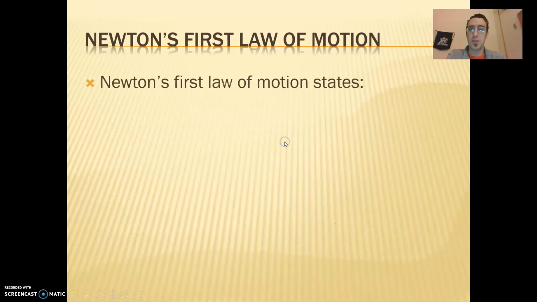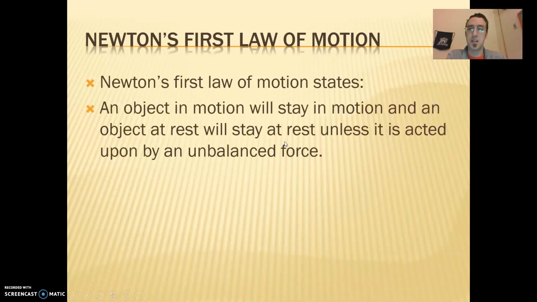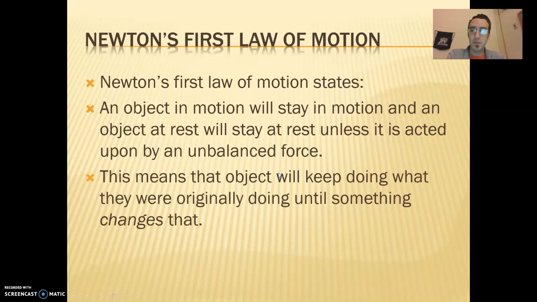So the first law of motion is also called the law of inertia, and it states that an object in motion will stay in motion and an object at rest will stay at rest unless acted on by an unbalanced force, or outside force, or some type of force, depending on what source you use to look up the definition of the first law. You might get a different word there. But basically it means something from outside the system that the object's in. This means that objects will keep doing whatever they were originally doing until something changes that. So the only thing that will make something change its motion is a force from outside that object.